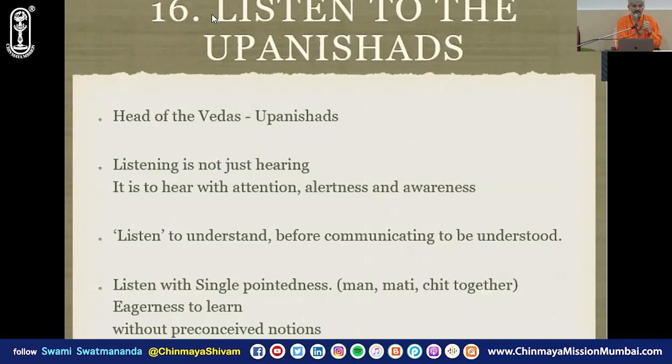Now Shruti Shiro Vakyam means Mahavakya. Samakarnyatam, listen very carefully. So listening is not hearing, it is to hear with attention, alertness and awareness. Otherwise one is just hearing something. Today so many things are happening in the country, half of it is like that. They are just hearing something and then protesting. Arre, padho to sahi, samjho to sahi. What are you fighting against? There is nothing to fight against.